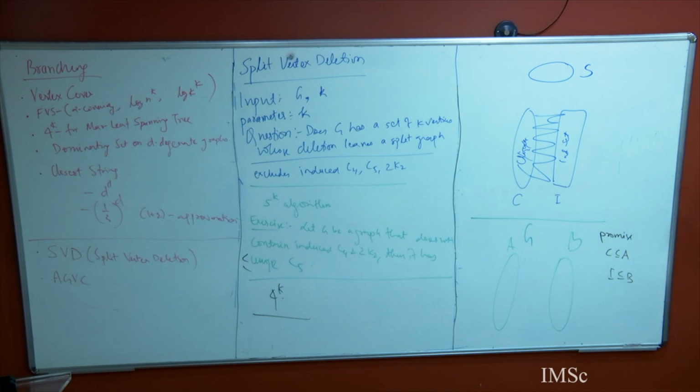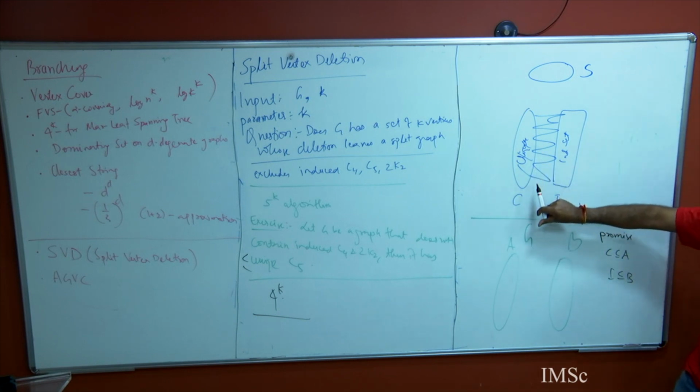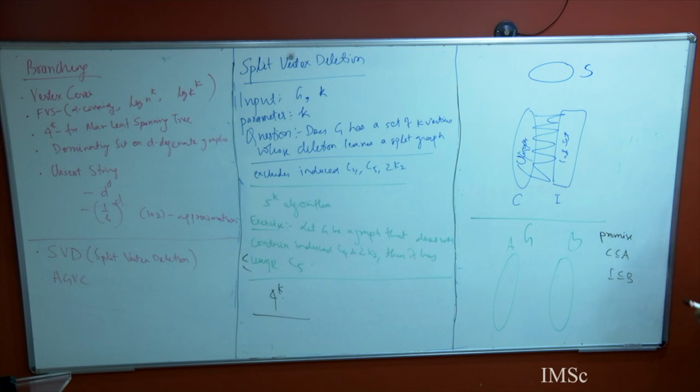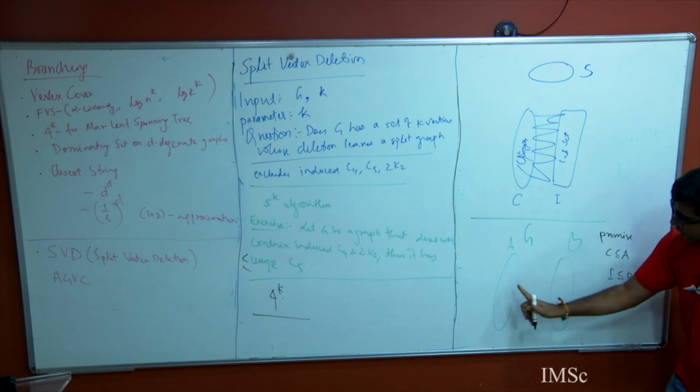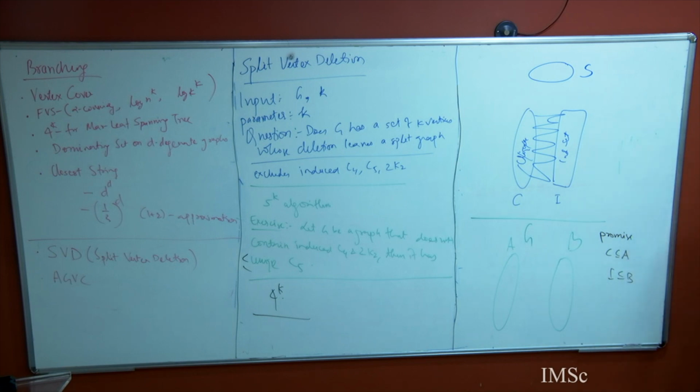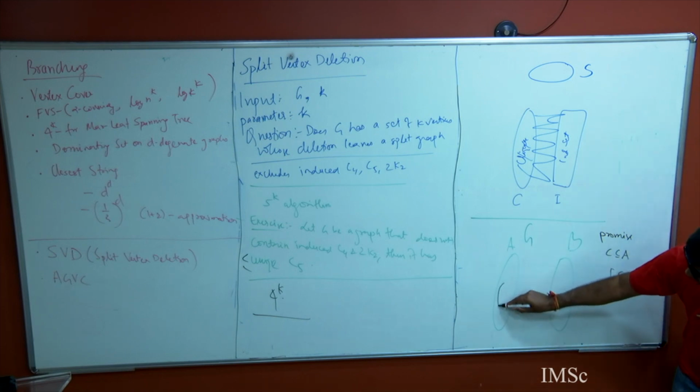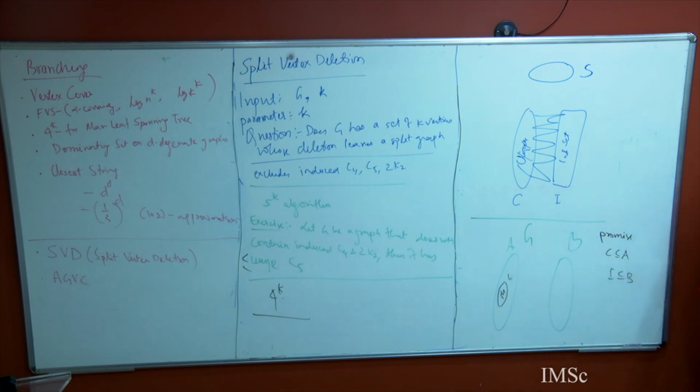Suppose I know that after I delete this S, I will get a partition of my remaining vertex set into C and I. I'm giving you a graph G and a partition of G into A and B. I'm additionally promising you that, I don't know what your solution is, but the clique you will get after deleting your solution is here, and the independent set you might get after deleting your split guy is here.